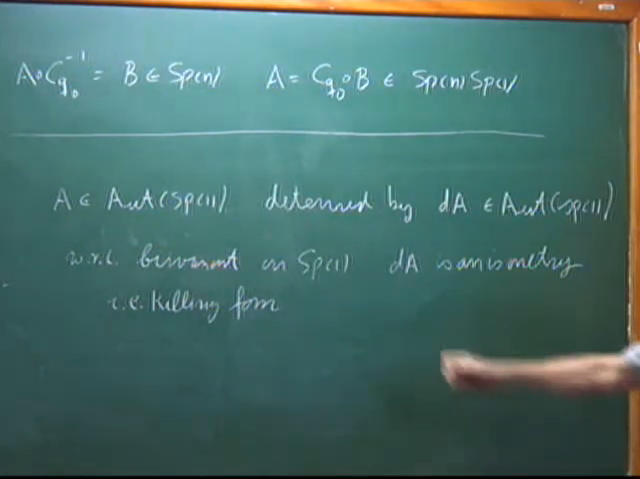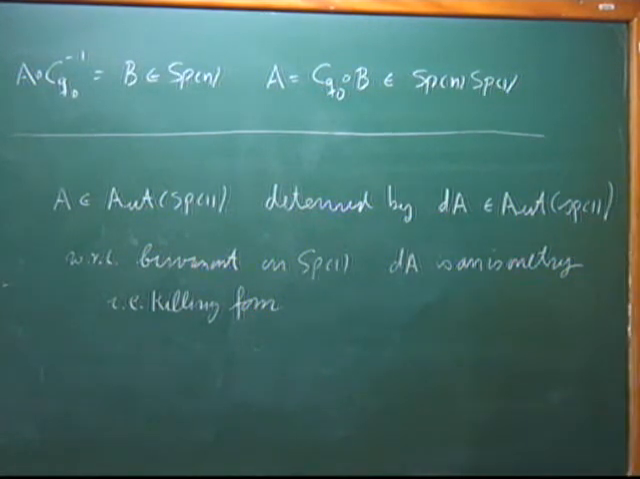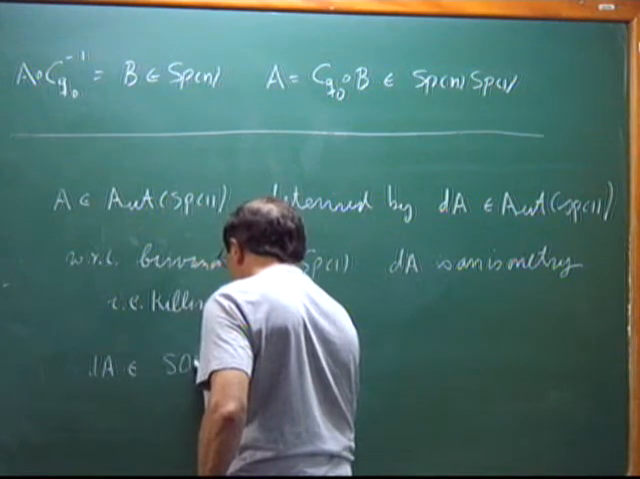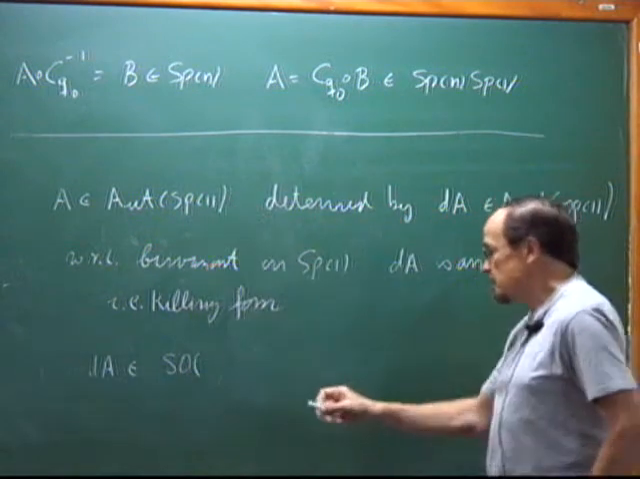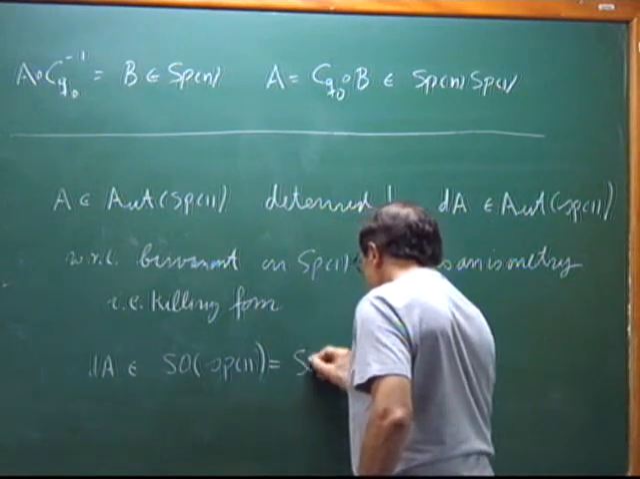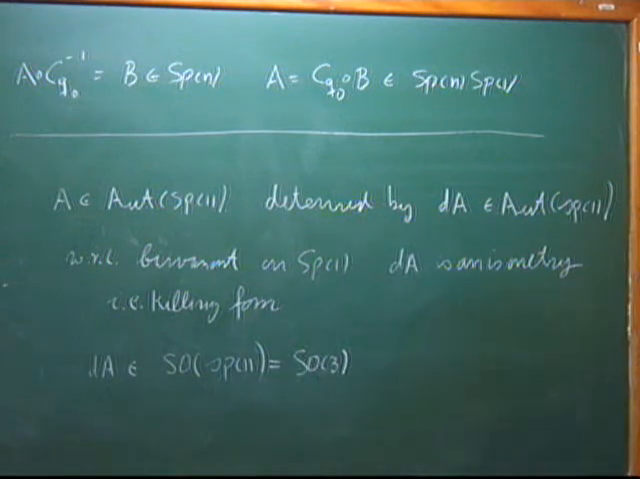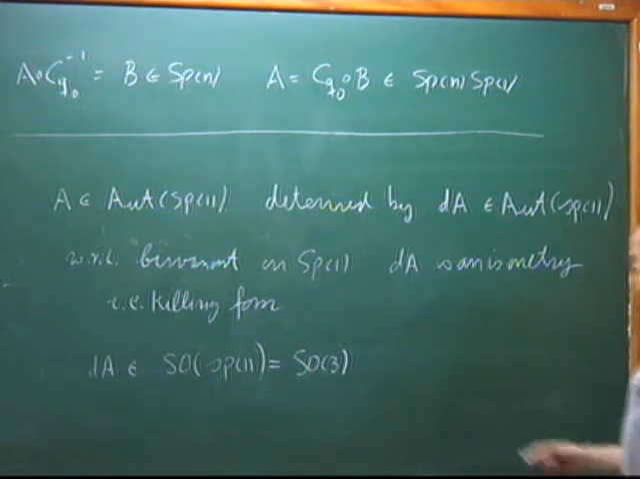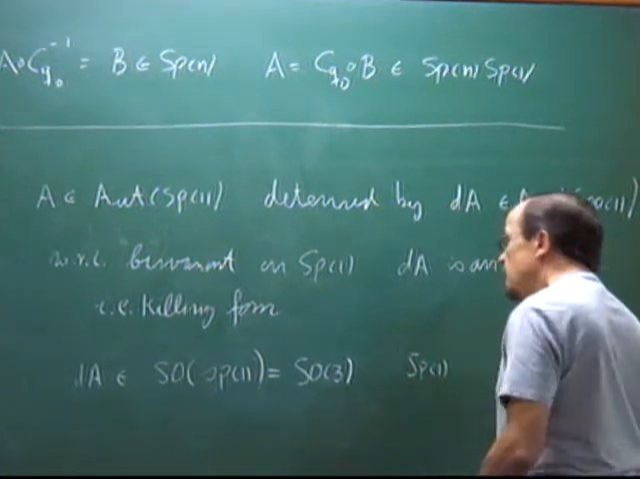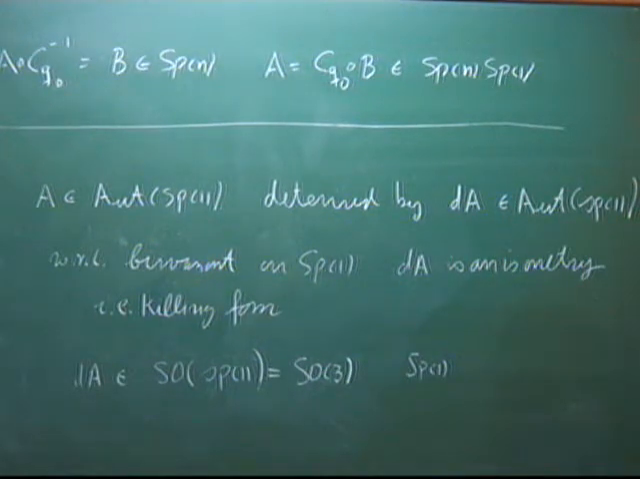The Killing form is negative definite on this Sp1. I could take minus the Killing form, make it positive definite. Anyway, automorphisms preserve it, so they are isometries of this Killing form. So dA is an element of the orthogonal group, but since the group is connected, also the special orthogonal group of this Lie algebra. Because this Lie algebra is three-dimensional, dA lies in SO3.